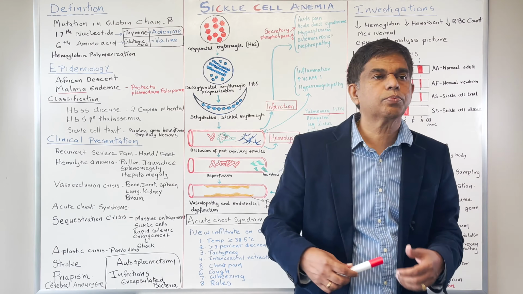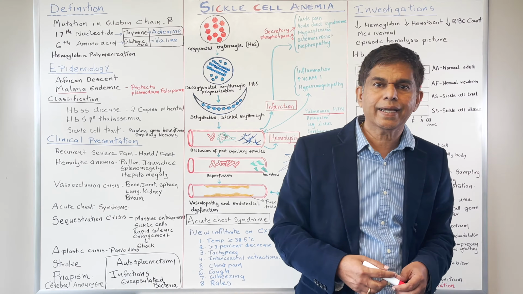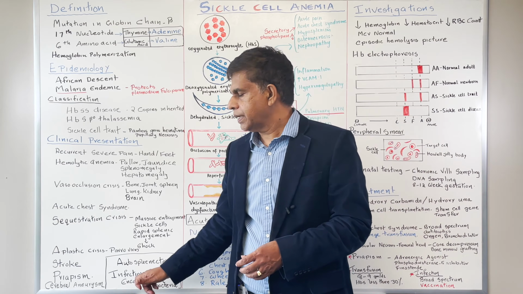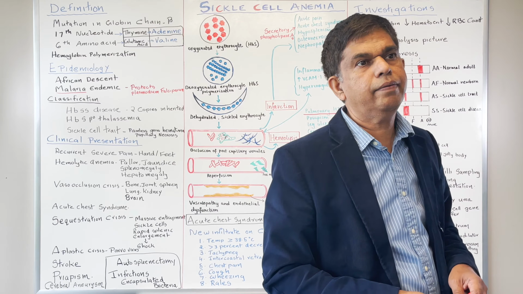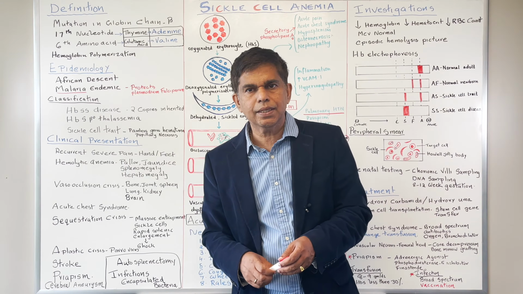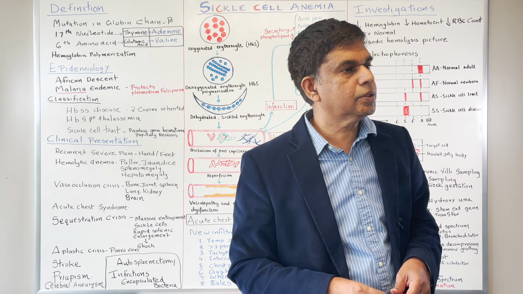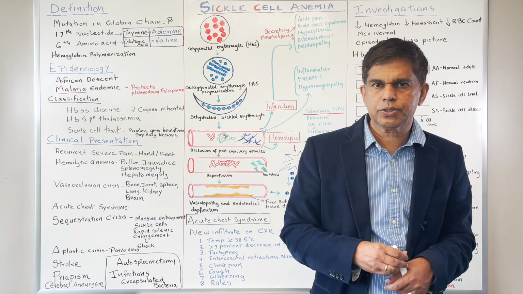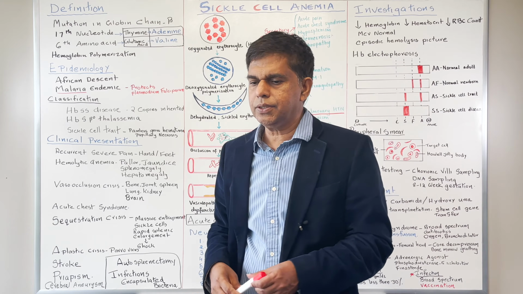Also you need to understand you can have frequent splenic infarction, and then you can have autosplenectomy. Remember that. When you have autosplenectomy, what happens? You can have infections, because the spleen is gone, especially with encapsulated organisms. We're talking about Streptococcus pneumoniae and H. influenzae.